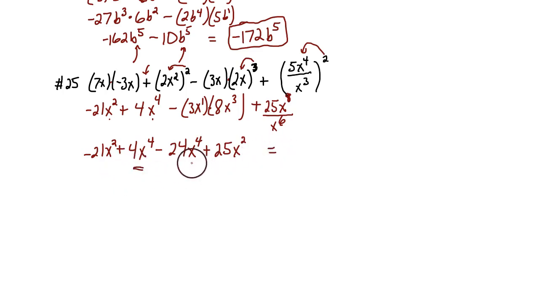Put your x to the 4th powers together. 4 minus 24 is negative 20 x to the 4th power. Now put the x squareds together. Negative 21 plus 25 is a positive 4 x squared. Here's the final answer.